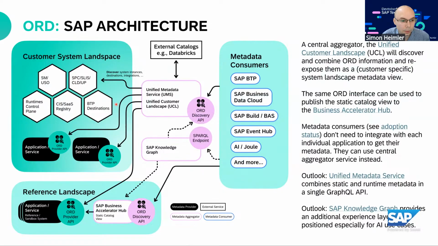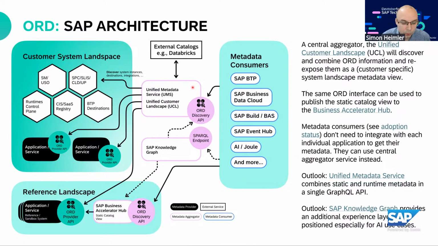It knows your destinations that you've set up. It knows your runtimes. It knows what products you bought. And it will discover all of that. And then it will ask the applications for more metadata. And if they support ORD, they can describe themselves. And the unified customer landscape, or unified metadata service, will store the metadata, and you can see it in your BTP system landscape.